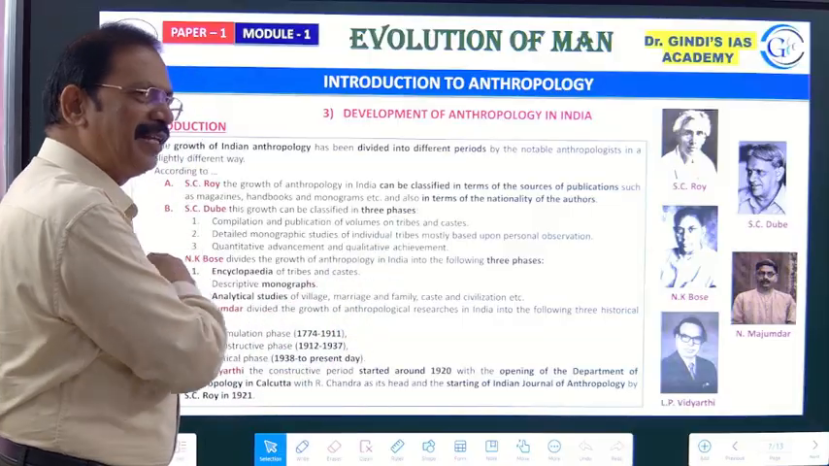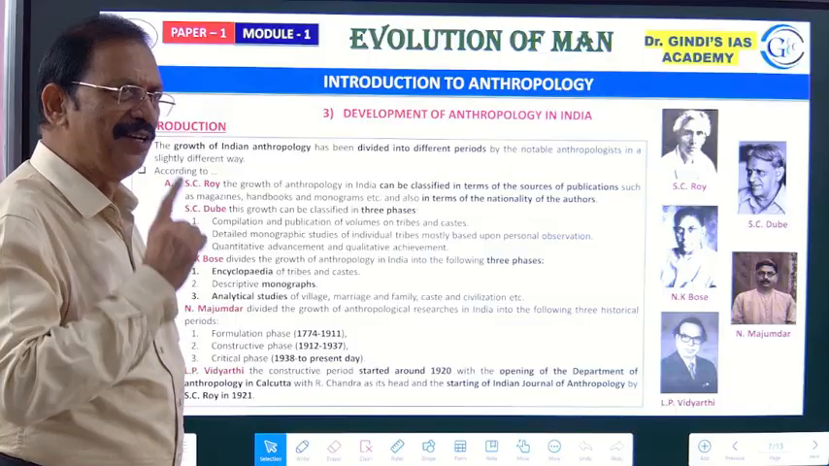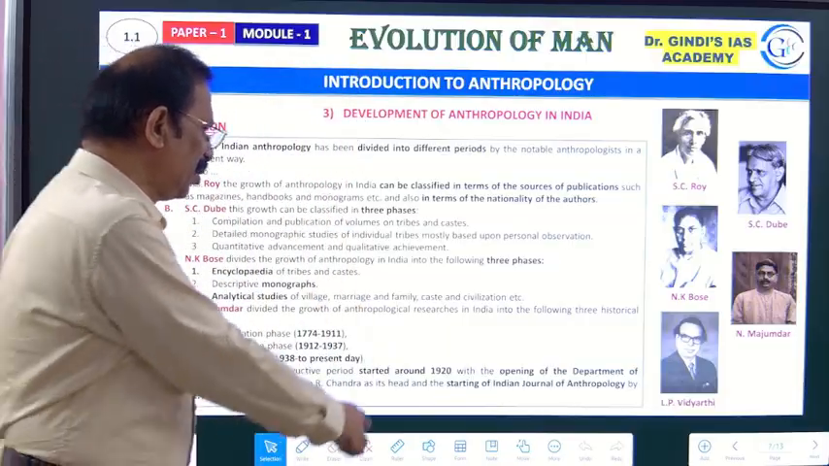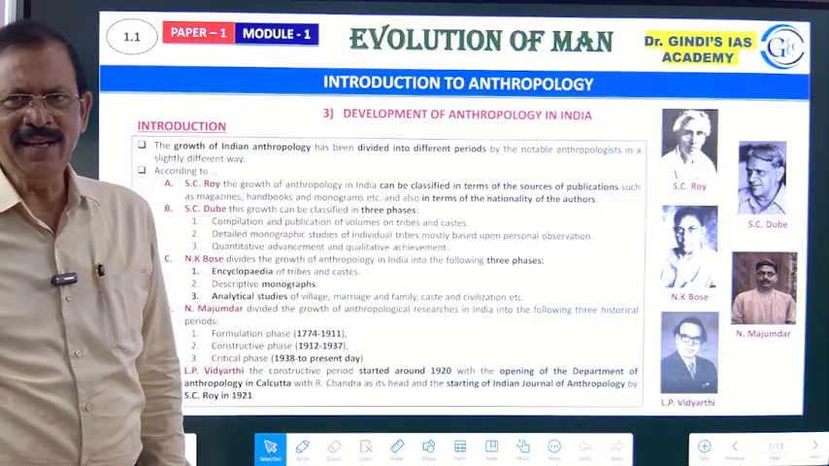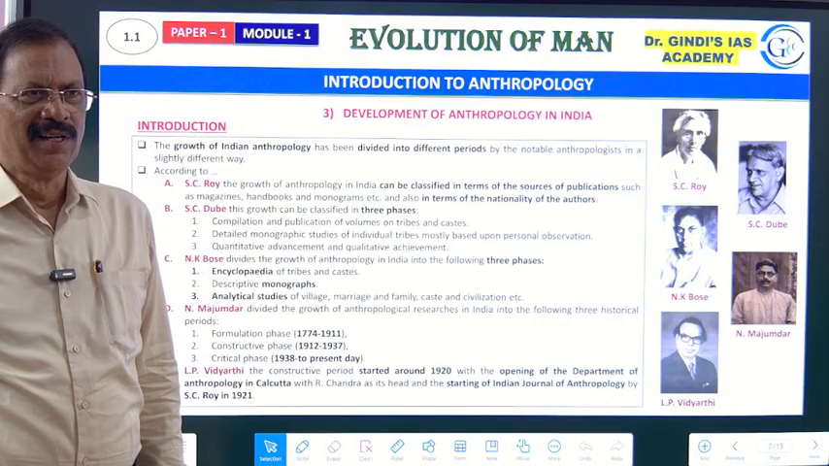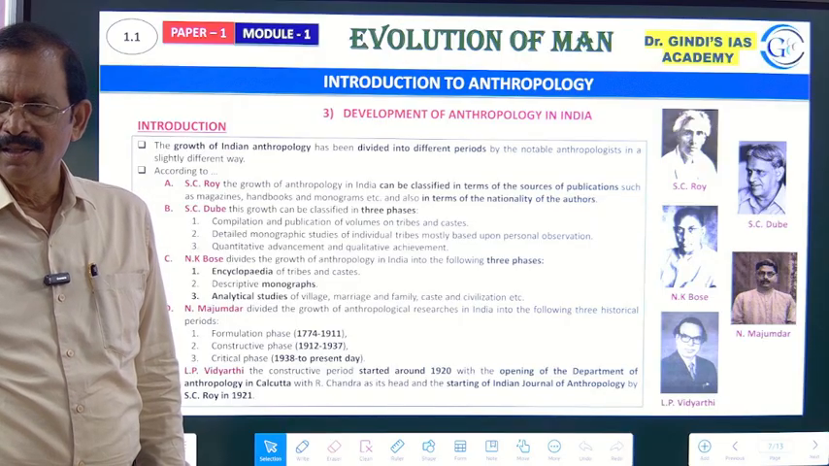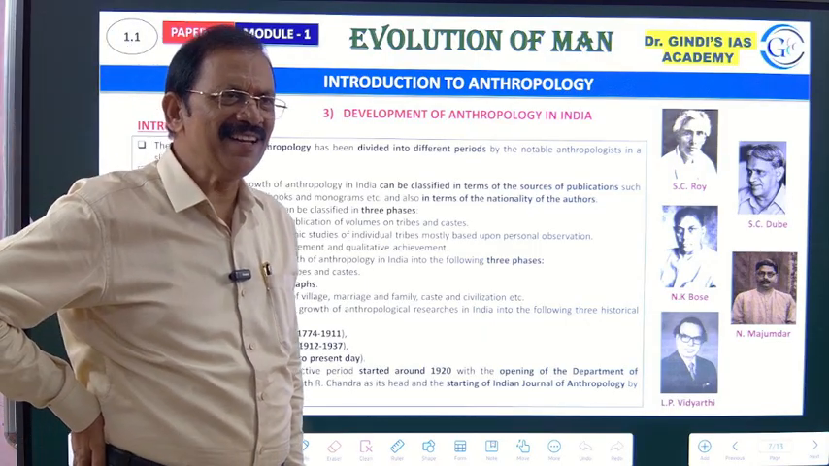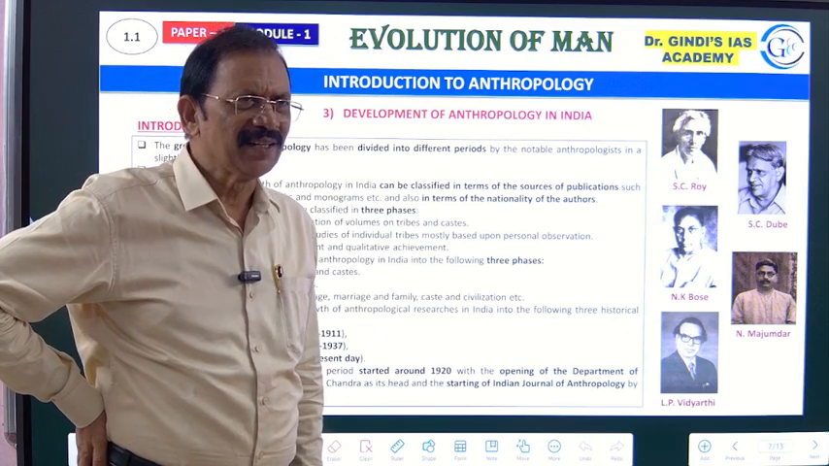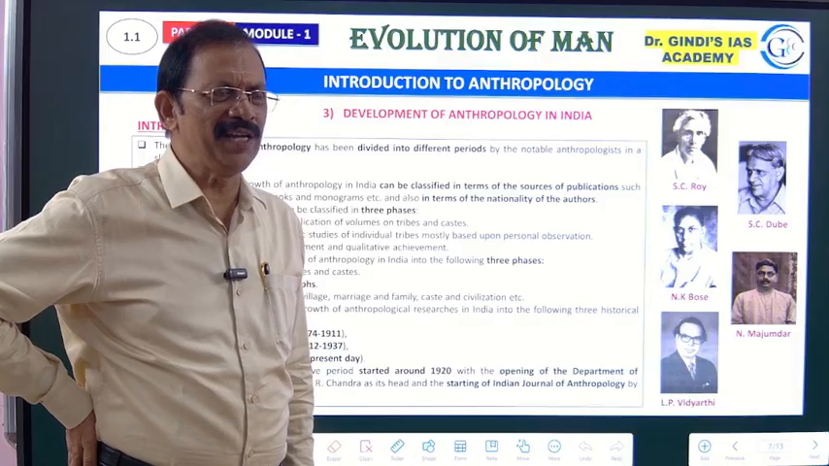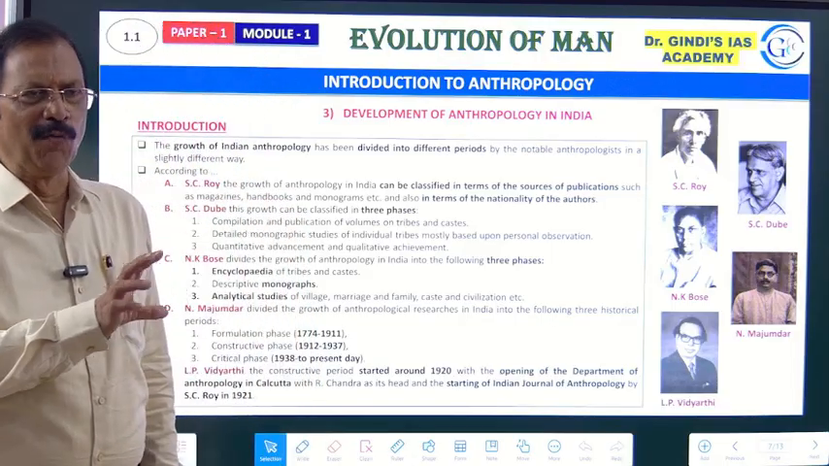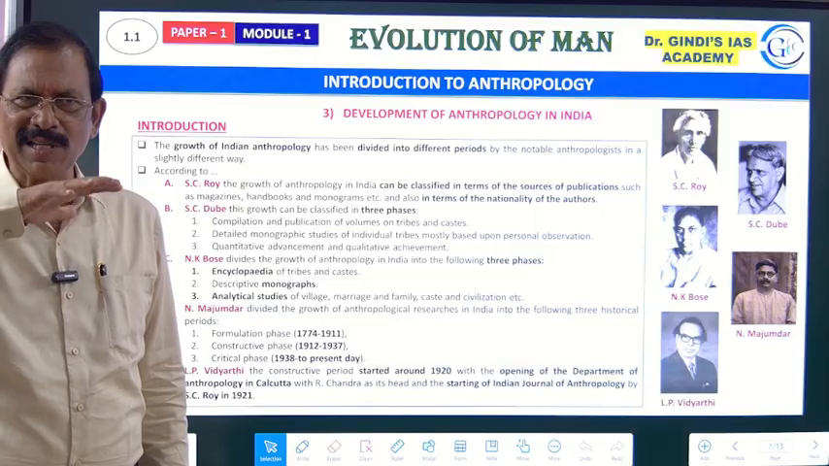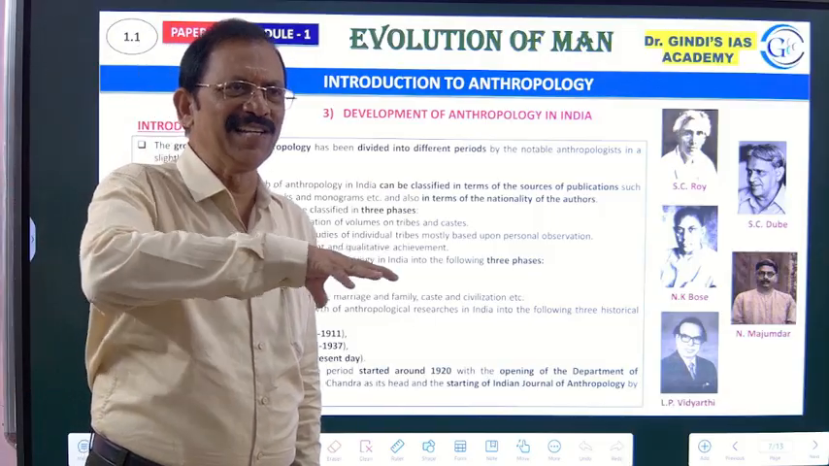So as per LP Vidyarthi, the constructive period, the second period, started with the opening of the Department of Anthropology in Calcutta during 1920. In the examination, if you get a question: where was the Department of Anthropology started for the first time? Kolkata University. In which year? 1920. So in 1920, with the opening of the Department of Anthropology in Kolkata University, that was the beginning of anthropology as a department.